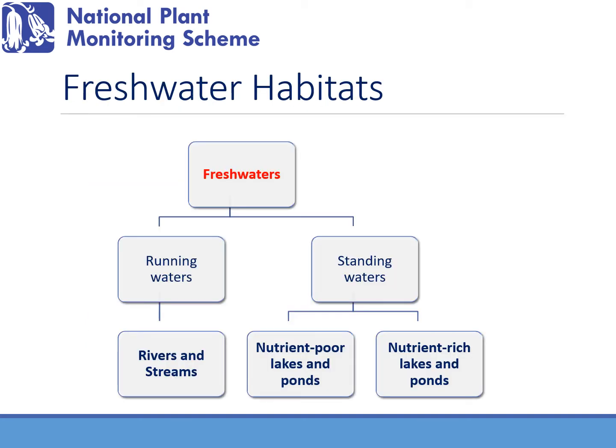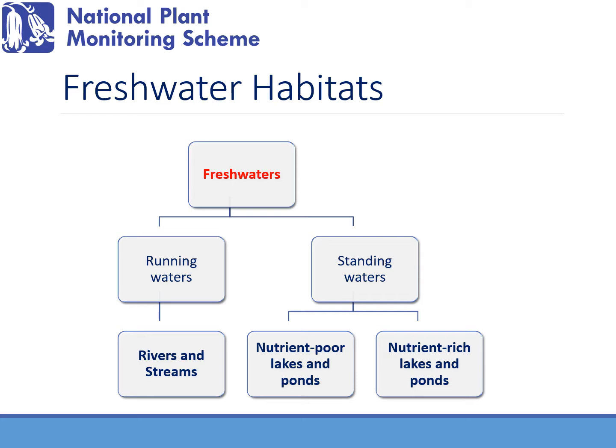Okay, so let's assume we're happy that our water body is a freshwater body. We then need to go on to consider what sort of fine habitat it is. Generally, we divide freshwaters into two categories depending on flow. We have the running waters on the left-hand side and the standing waters on the right-hand side. For the purposes of NPMS, running waters are all treated together in the rivers and streams category, which is listed on the left at the bottom of the diagram.